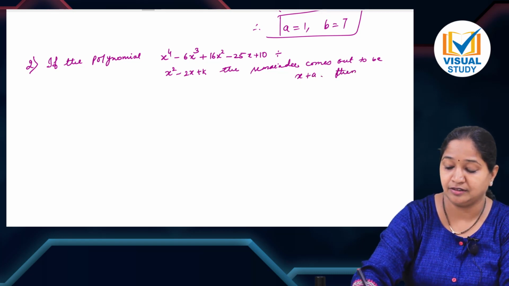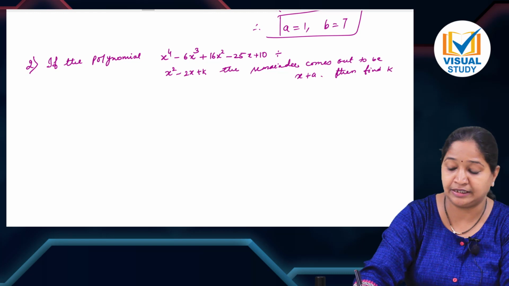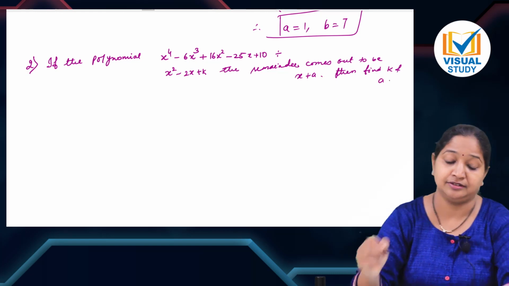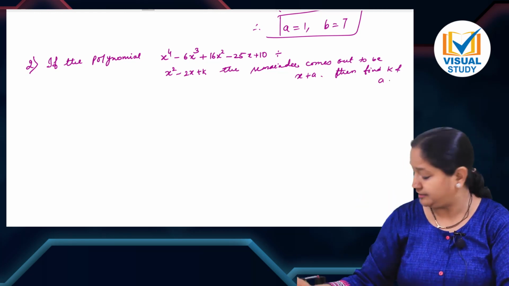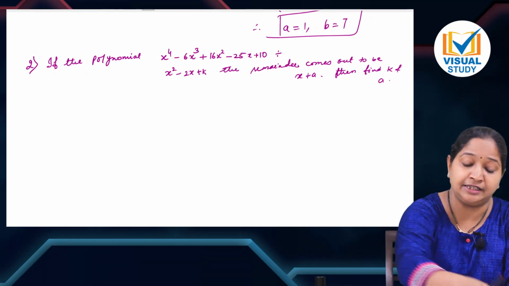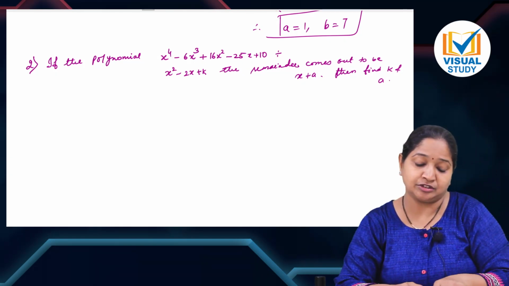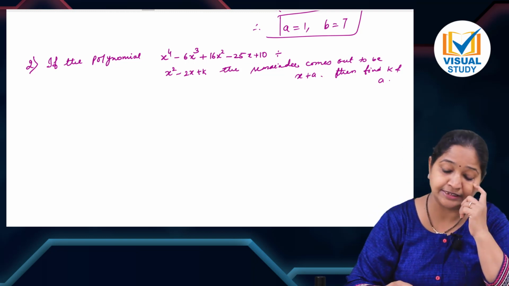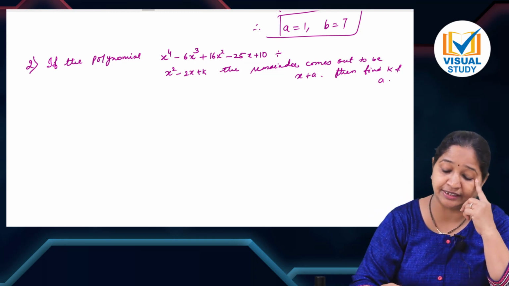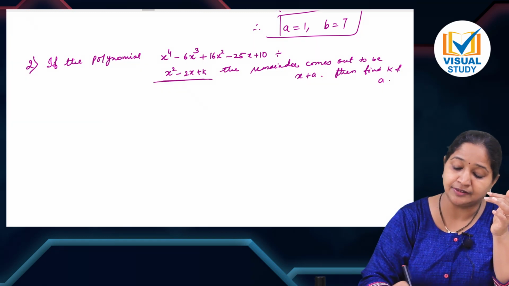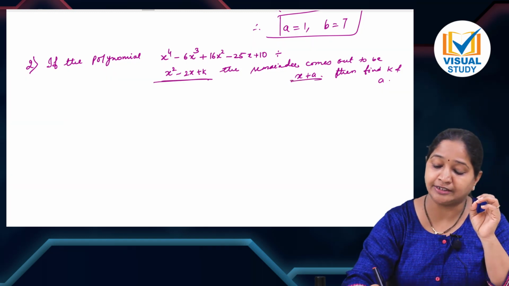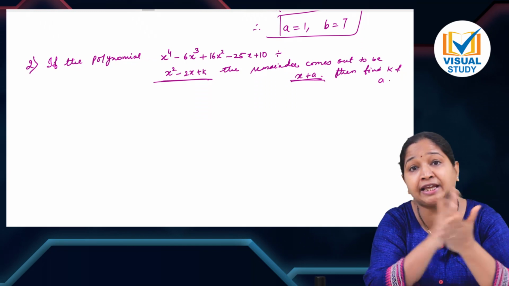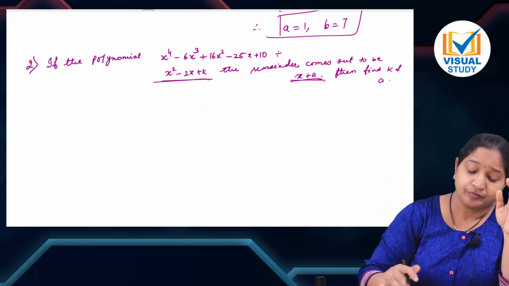Then find k and a. That is, if the polynomial x raised to 4 minus 6x cube plus 16x square minus 25x plus 10 is divided by this, the remainder comes out to be x plus a. Then you have to find out k and a.